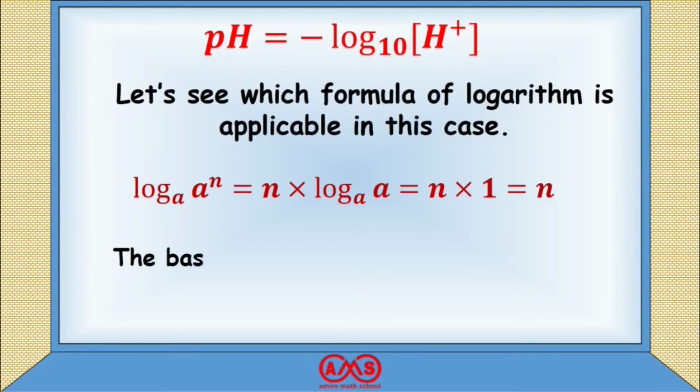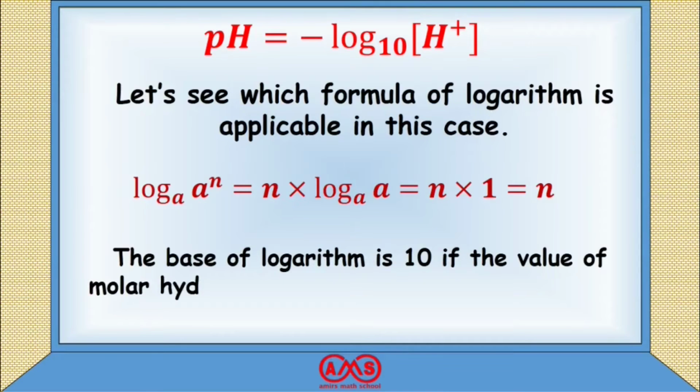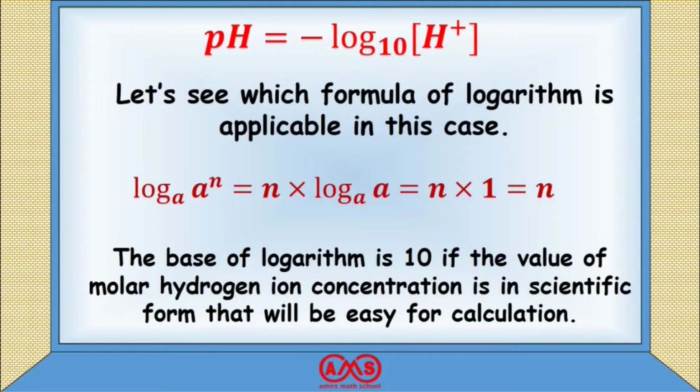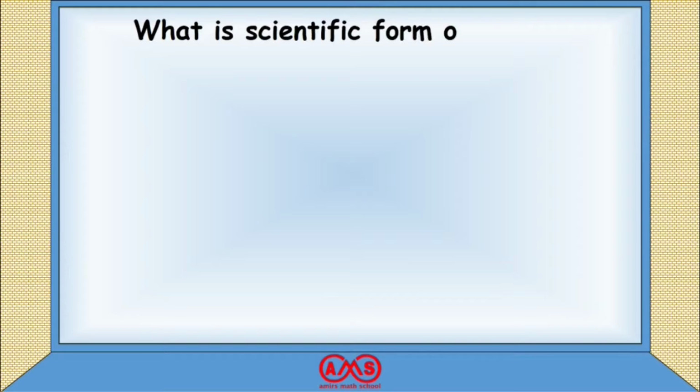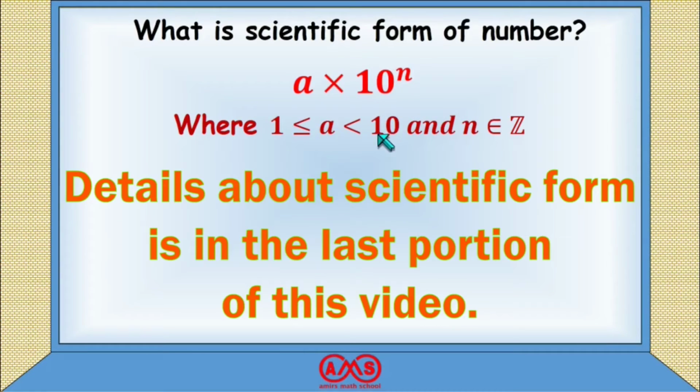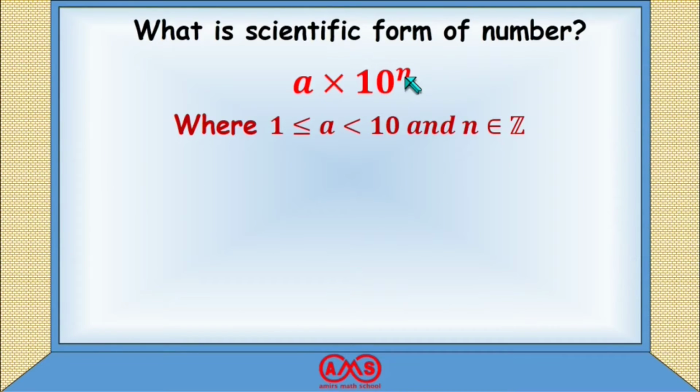So we can say the base of the logarithm is 10 if the value of the molar hydrogen ion concentration is in scientific form. That will be easy for calculation. So let's see what is the scientific form of a number. A into 10 to the power n, this representation of a number is known as the scientific form or standard form of a number, where a is greater than or equal to 1 and less than 10, and n belongs to Z, the set of integer numbers. So the value of n is an integer that may be positive or negative.